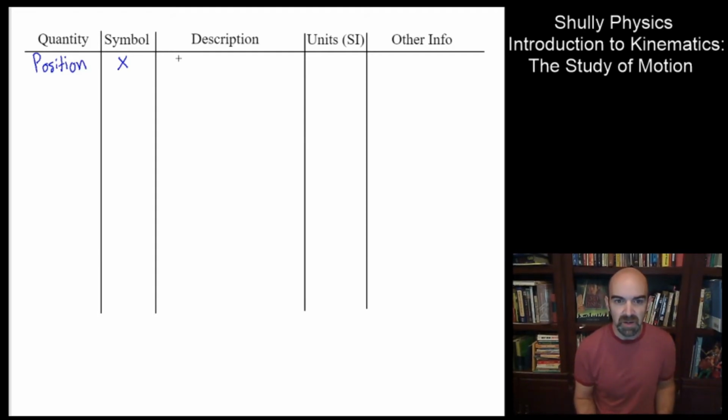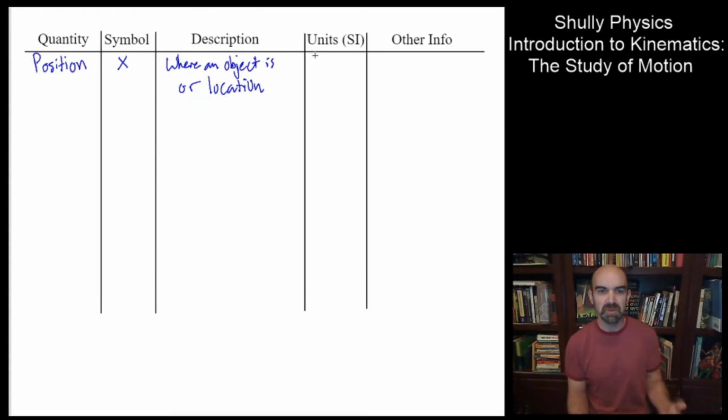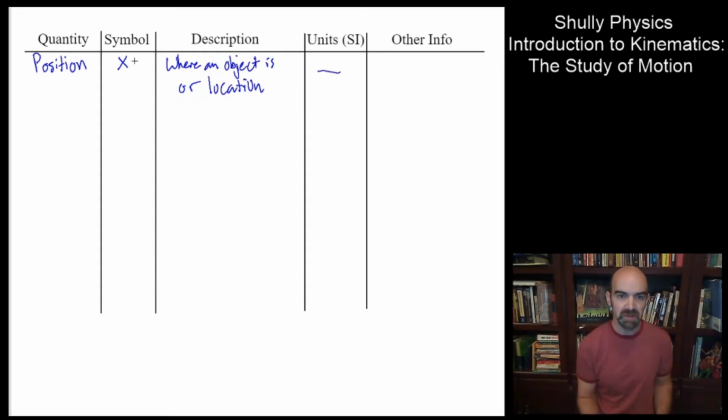So position describes where an object is. Where is an object? What's its location? That's the X. There's not really a unit for it because we're not measuring it, but it might be a distance from something. That's where we're going to go next. I just want to introduce that symbol X as position.